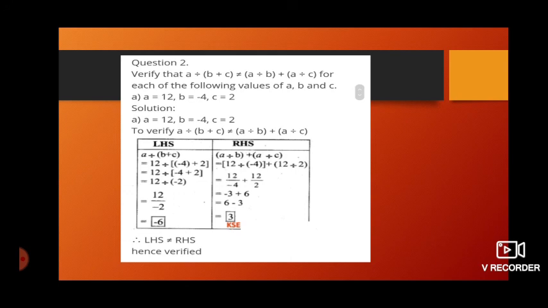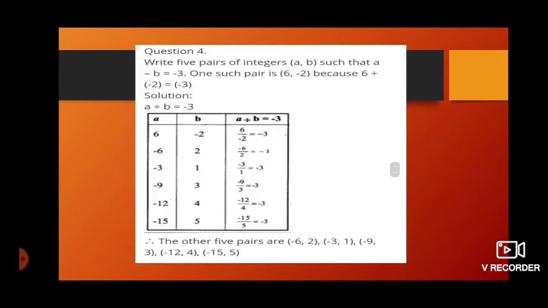Okay, in this main only one more B sum it is that you have to verify and you have to see, children. Now question number 4. Write 5 pairs of integers A comma B such that A divided by B is equal to -3. One such pair is 6 comma -2, because 6 divided by -2 gives -3. That is the question, children.